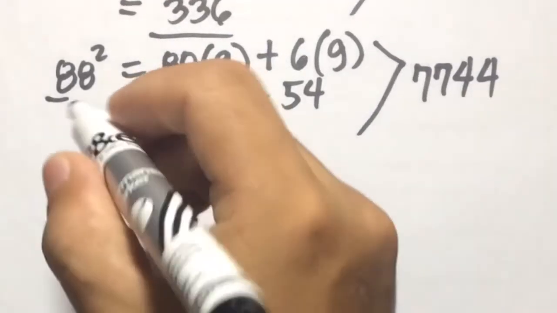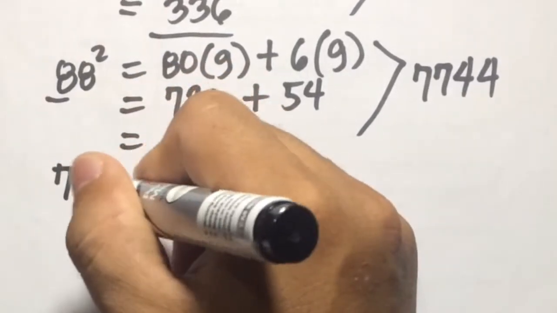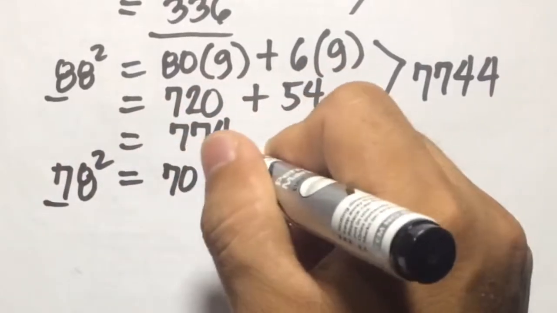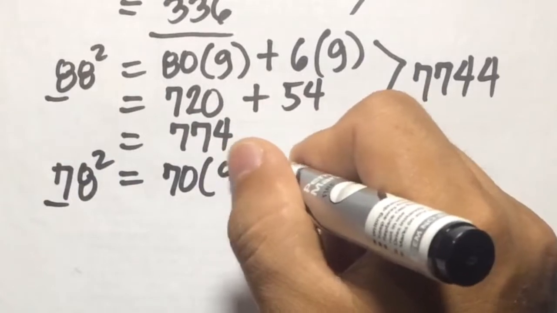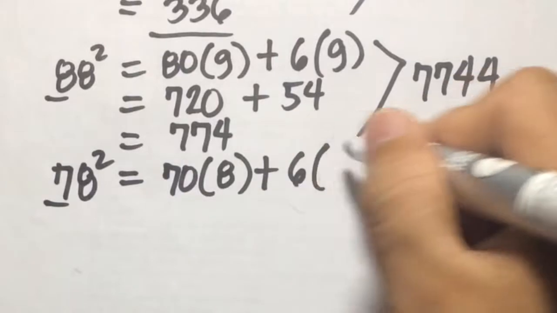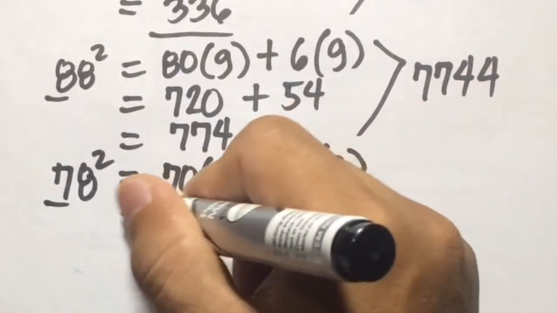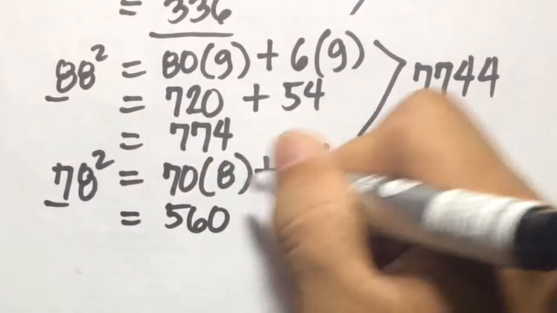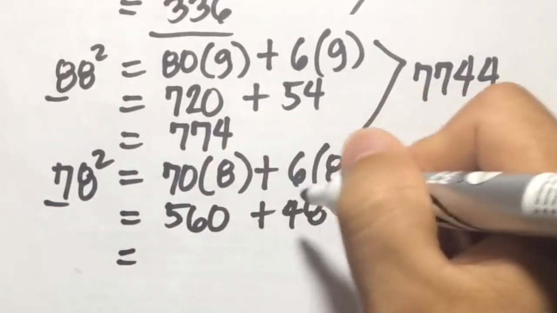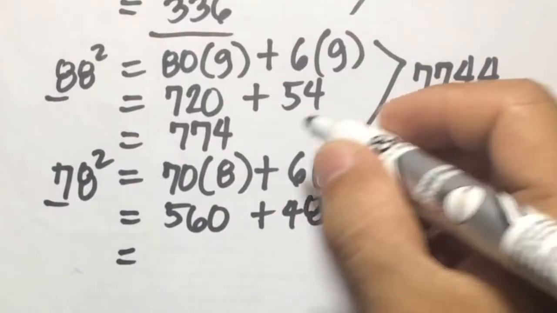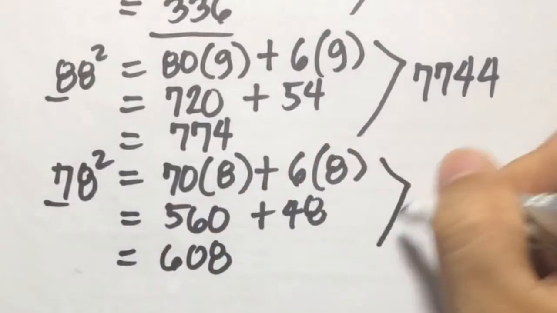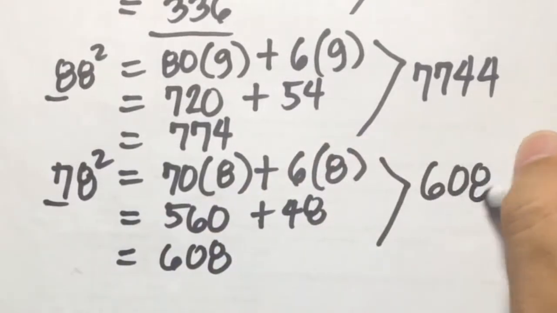Okay, let's have our last example. Let's have 78 squared. So the first digit is 7, so we're going to have 70 times the next number after 7, which is 8, plus the constant 6, then times 8. 70 times 8 is 560. Then 6 times 8 is 48. Then 560 plus 48 is 608. So you're going to have your answer as 6,084.